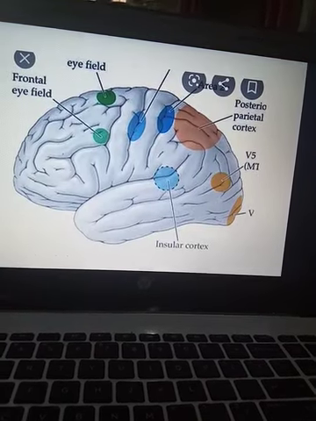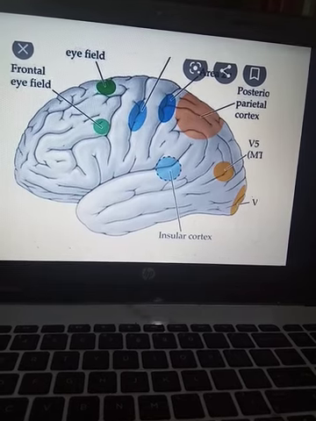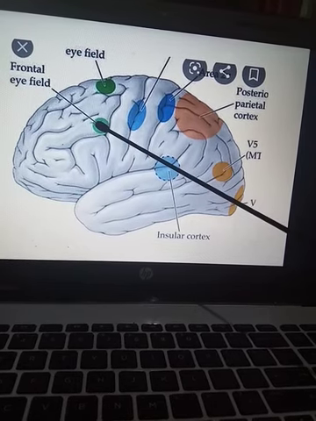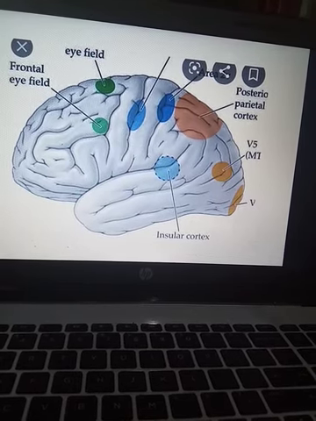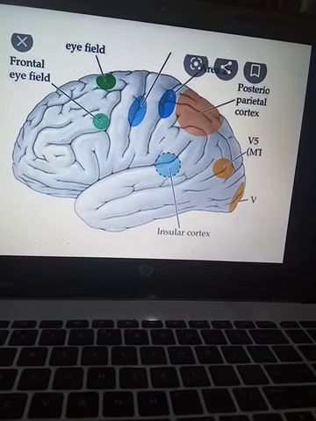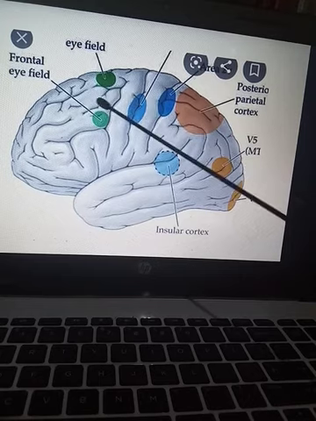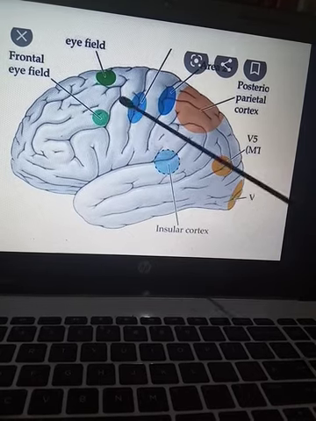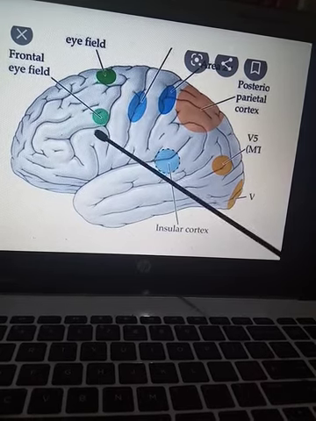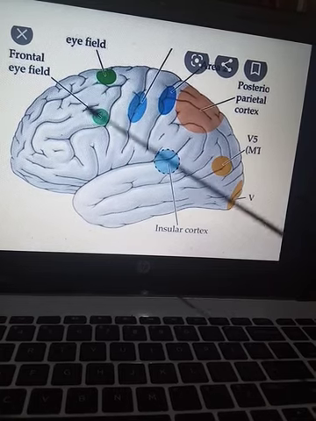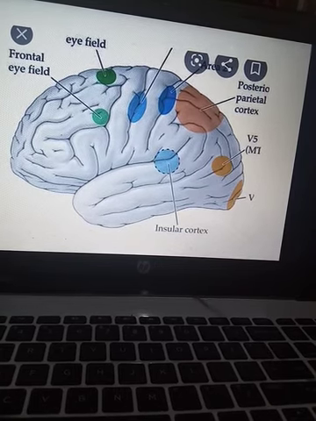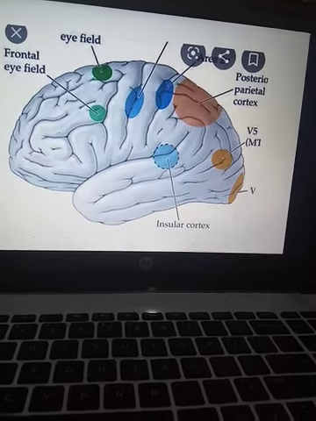Then comes your frontal eye field in the posterior part of the middle frontal gyrus. It is associated with the conjugate movement of the eyes. If there is damage to this area, the movement of the eyes will be towards the side of the damage.